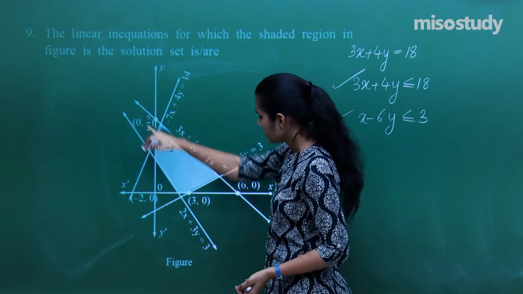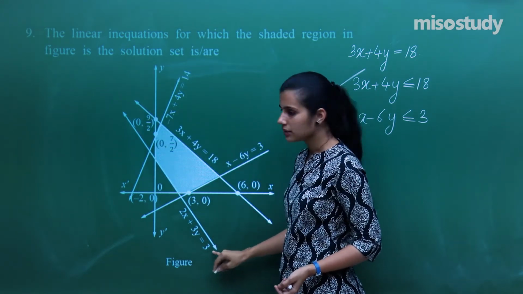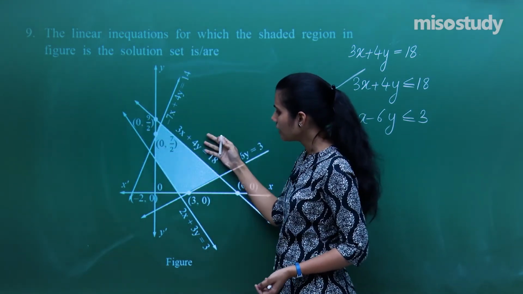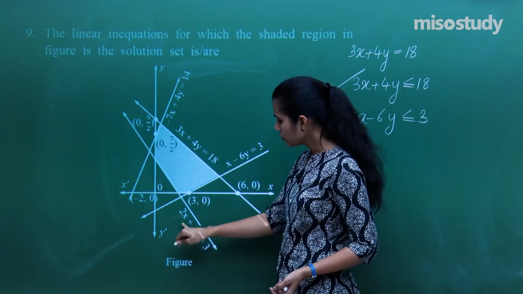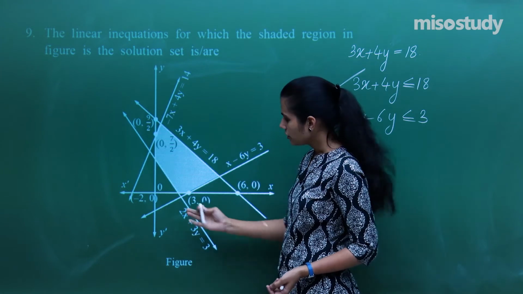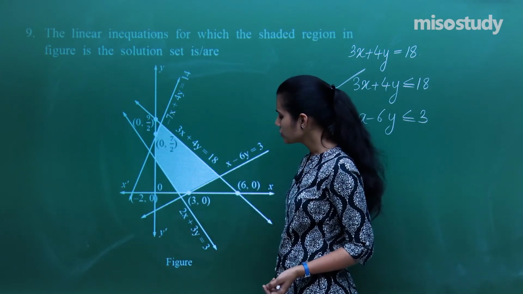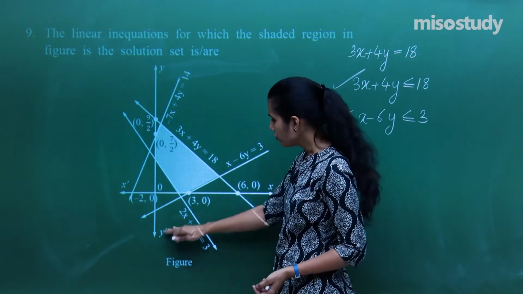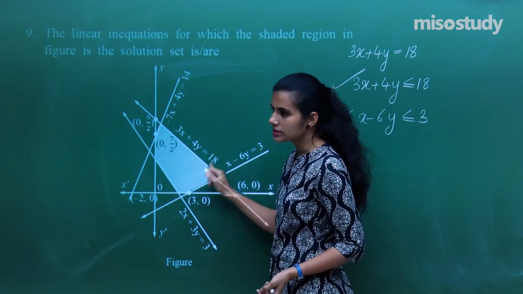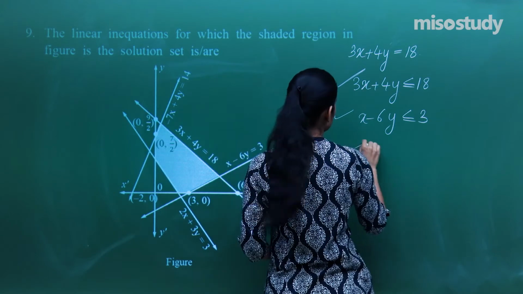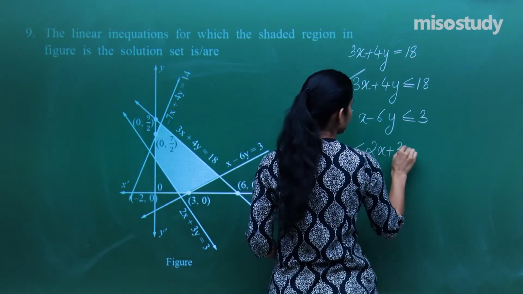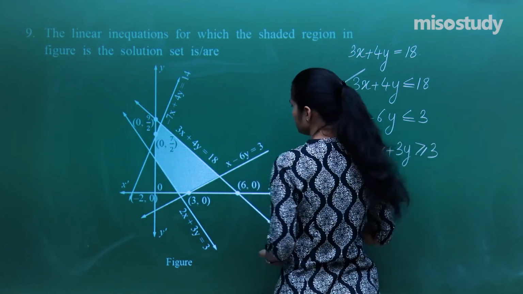After this, I have this line which is 2x plus 3y equals 3. Now this line again is dividing the plane into two halves. One contains origin, one does not. Put 0, 0, you get 0 is less than 3. So the region containing origin is 2x plus 3y less than or equal to 3. Not containing origin, which is the other side, which is the shaded side, it is 2x plus 3y greater than or equal to 3. And therefore the third one is 2x plus 3y greater than or equal to 3.